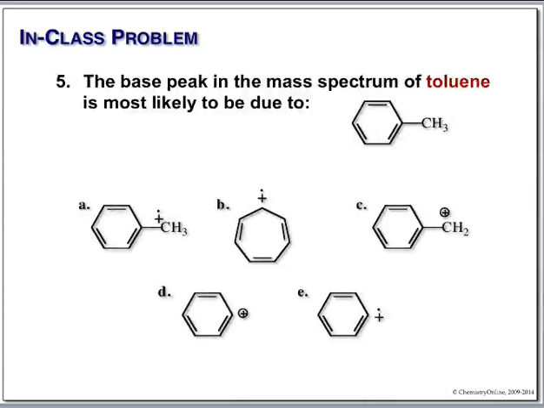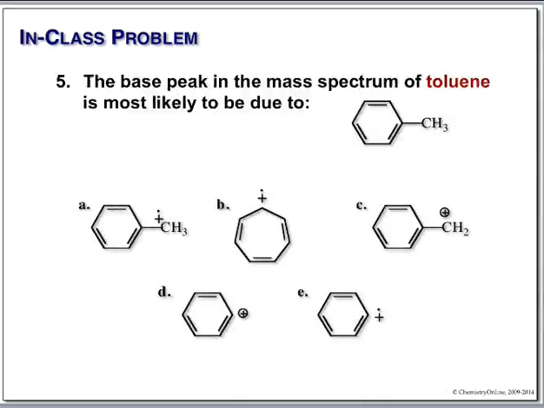If we look at the mass spec of toluene, what are we going to see? Well, when you put toluene into a mass spec, the first thing you're going to form here is this guy. This is our molecular ion, isn't it? It's just lost an electron. It's the radical cation. So that's not it.